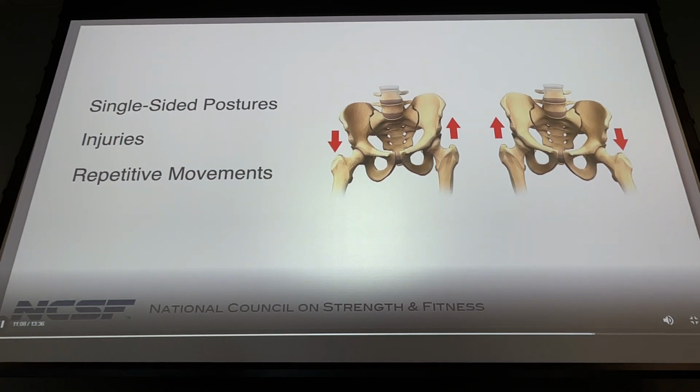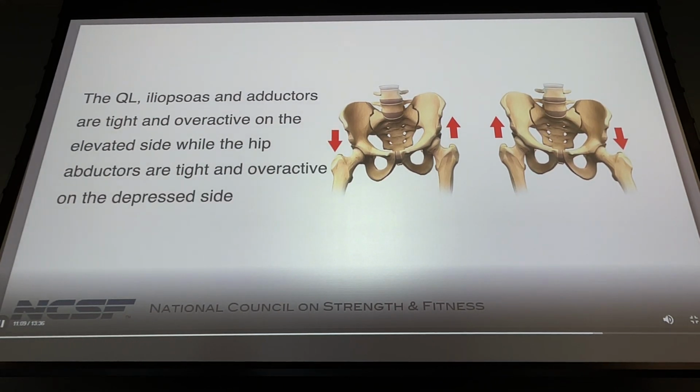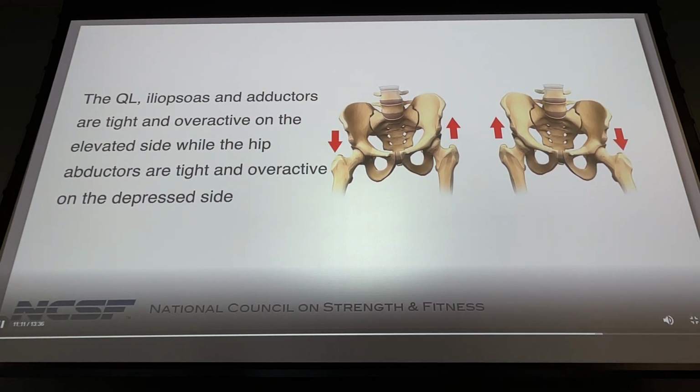Injuries or repetitive movements. The quadratus lumborum, iliopsoas, and adductors are tight and overactive on the elevated side, while the hip abductors, including the gluteus medius and TFL, are tight and overactive on the depressed side. Because think about that. If I'm sinking in this right side, my QL here is doing a lateral flexion. So lateral flexion of the spine is QL, right?